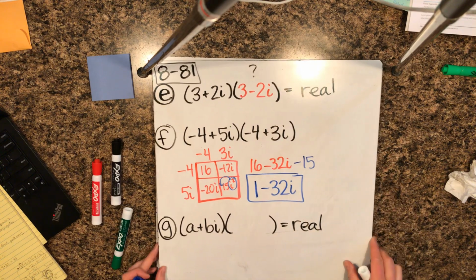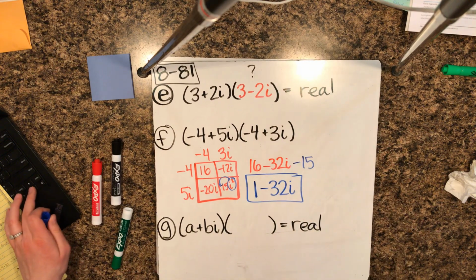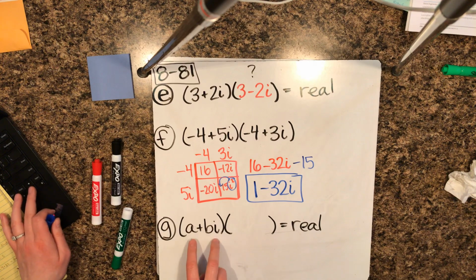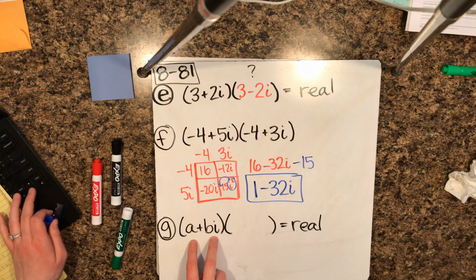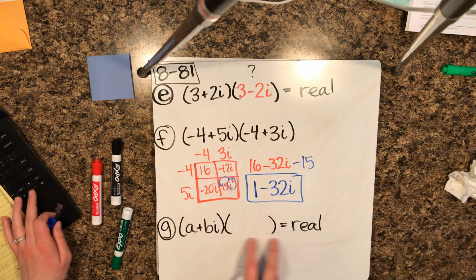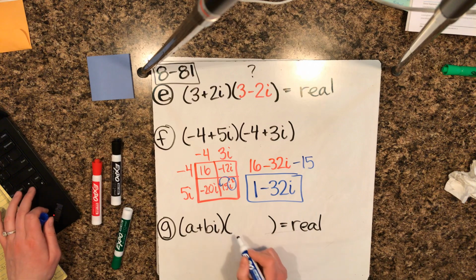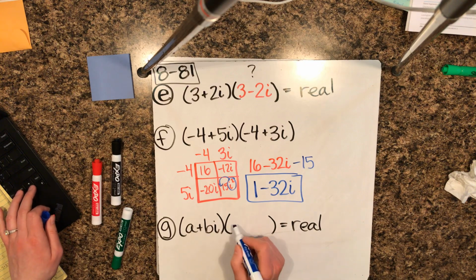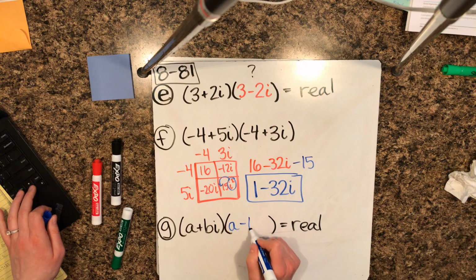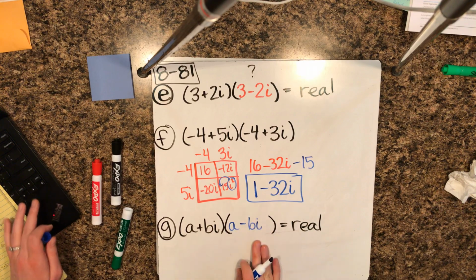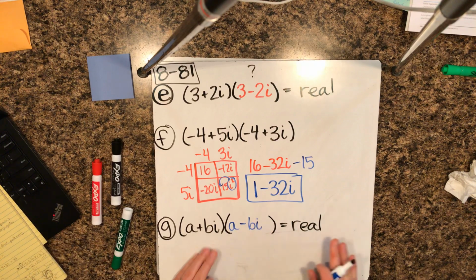Okay? Part G is the same thing. It is asking us to say, well, what if it's just some variables here or parameters? If we have a plus bi, what should we multiply that by in order to make sure that we have a real number? And again, just like we talked about yesterday, it's the complex conjugate. The reason we even care about a conjugate is so we can multiply them together to get a real number.